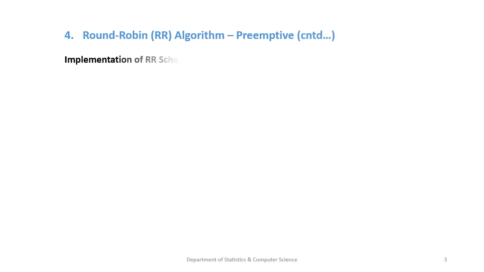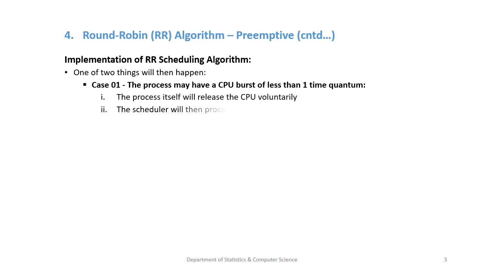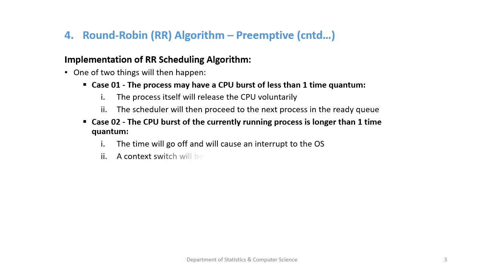Two things can happen when implementing the round-robin scheduling algorithm. The first one is the process may have a CPU burst of less than one time quantum. Here, the process itself will release the CPU voluntarily. The scheduler will then proceed to the next process in the ready queue. The second one is the CPU burst of the currently running process is longer than one time quantum. Here, the timer will go off and will cause an interrupt to the OS. A context switch will be executed and the process will be put at the tail of the ready queue. The CPU scheduler will then select the next process in the ready queue.